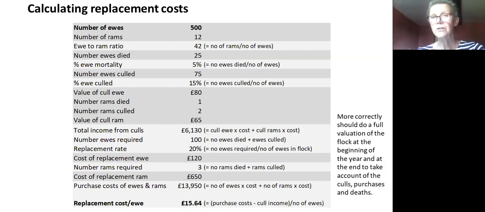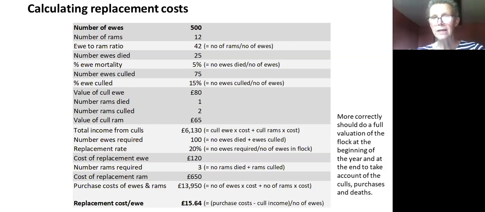The value of the cull ewes is £80. The value of a cull ram is £65, and we actually lose one ram and we cull 2. So our management of the rams isn't too bad. So the total income from culls is over £6,000. That's adding the value of the ewes and the rams sold.